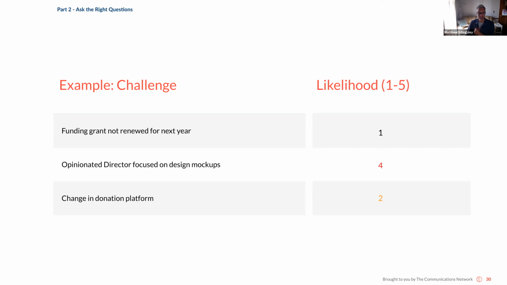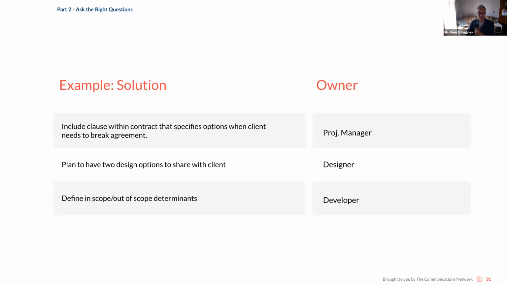If there's an opinionated director focused only on the look and feel of the design, who has a lot of opinions on color and whatever may be in the brand, if this is the case, label this pretty high and figure out how important it is. Again, prioritizing the list of what you need to accomplish. And then some examples for that. So, one solution to the funding grant not being renewed: include a clause within the contract that specifies options when clients need to break the agreement. Assign this to the project manager. So you're defining the solution and you're tasking someone to oversee it.